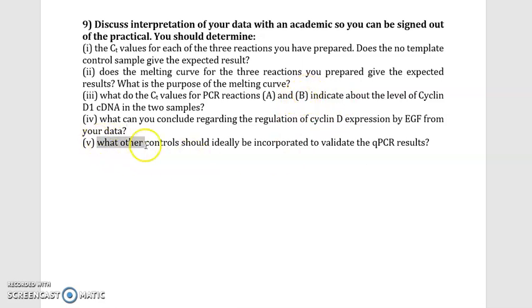And so our final question is, what controls should ideally be incorporated to validate the qPCR results? Well, there are a few different things that we can do here. We've already mentioned that we used a no template control, and that's where we use no cDNA. The next thing that I'm going to say is sort of redundant because we used SYBR Green, but I'll mention it in case there is a question where we don't use SYBR Green. We could use a no Taq polymerase control.